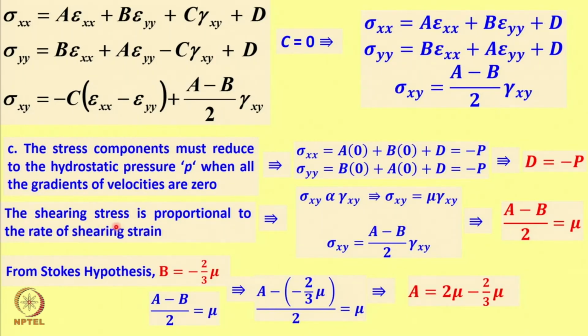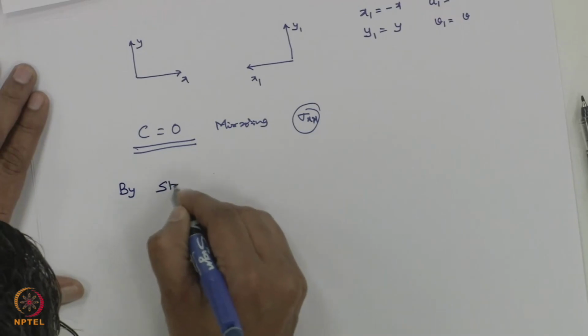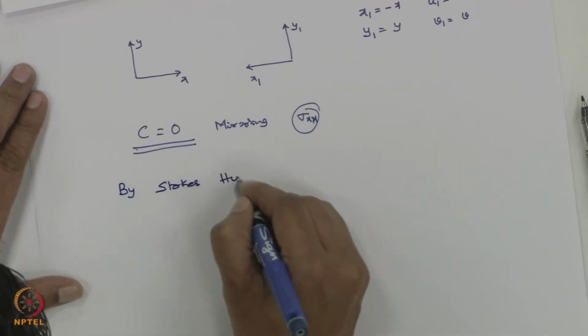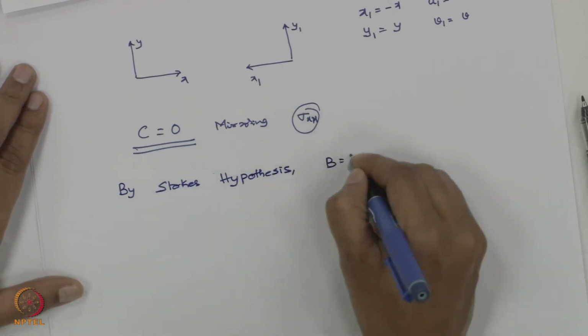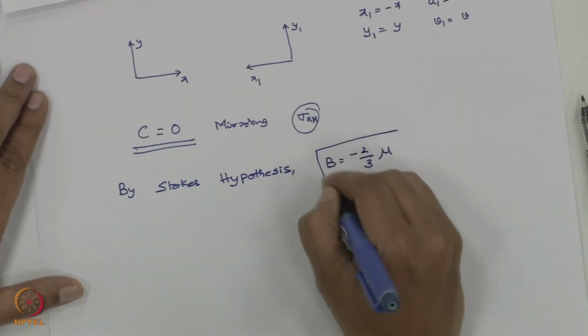And I know that shear stress is proportional to rate of shear strain. So I have sigma xy proportional to gamma xy, that is sigma xy equal to mu gamma xy, and I have another equation, sigma xy equal to a minus b by 2 into gamma xy. That means a minus b by 2 is equal to mu, comparing these two equations. Here one thing I am telling without proof is by Stokes hypothesis. If I get time during the course, I will teach you this, but for now I will have to state directly. By Stokes hypothesis, b is equal to minus 2 by 3 mu.